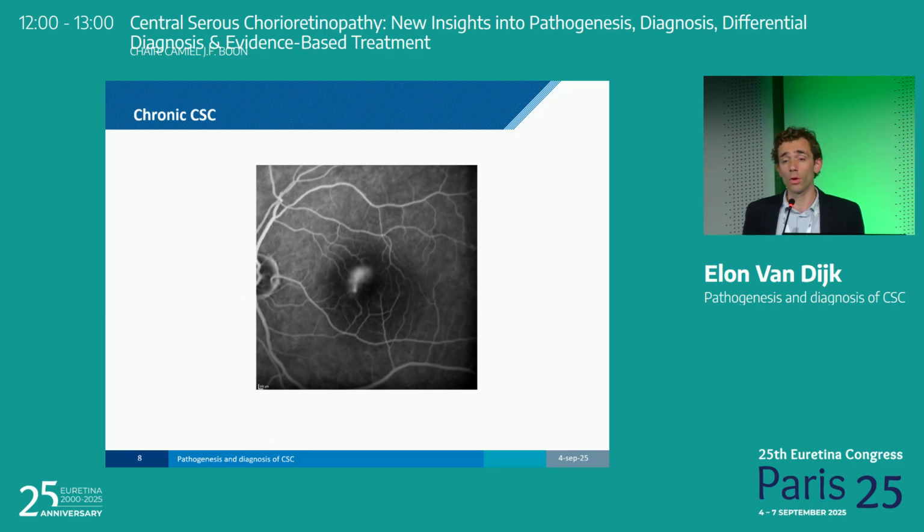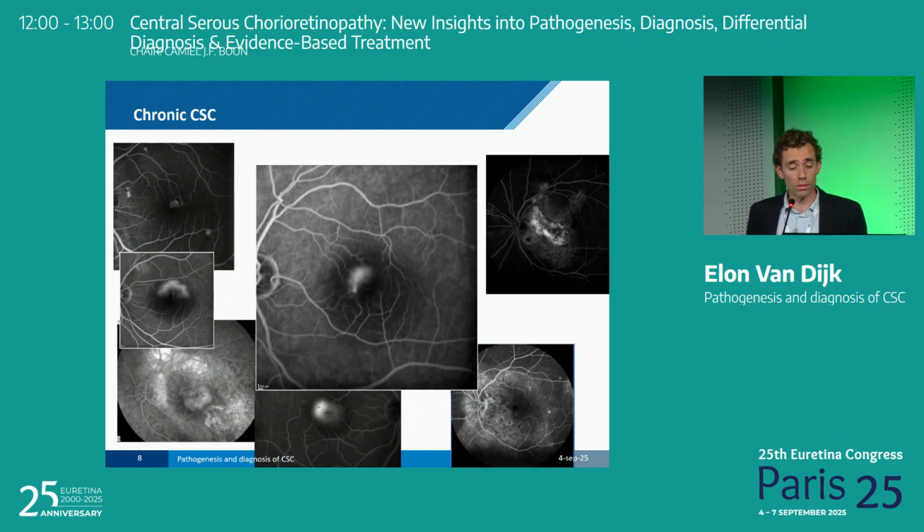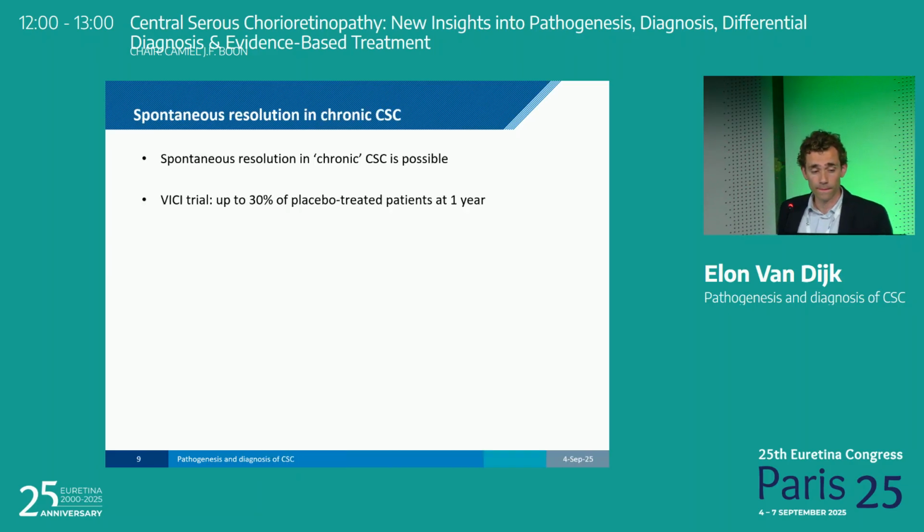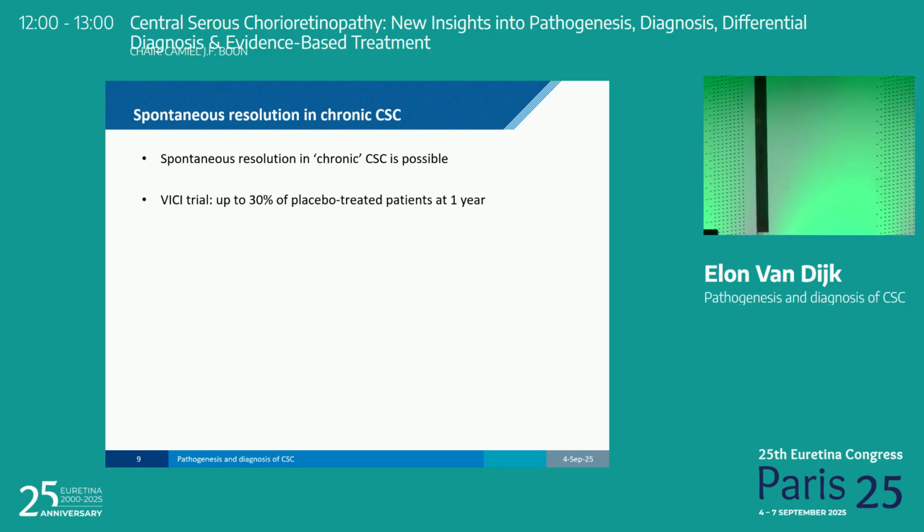In chronic CSC, multiple presentations are possible, for example, with terrible atrophy, like in this case, and lots of intraretinal fluid. So the presentation of chronic CSC is way broader compared to acute CSC. But even in chronic CSC, spontaneous resolution can occur. In the large PLACE trial from the UK, up to 30% of the placebo-treated chronic CSC patients had spontaneous subretinal fluid resolution at the 1 year interval. So also when you don't treat your chronic CSC patients, sometimes the fluid goes away.